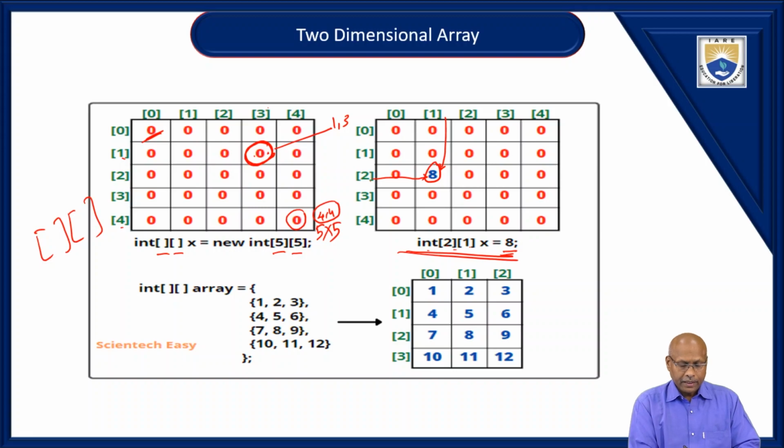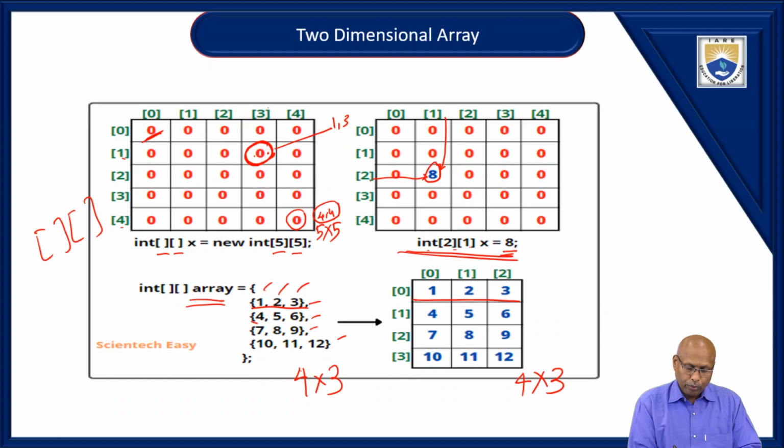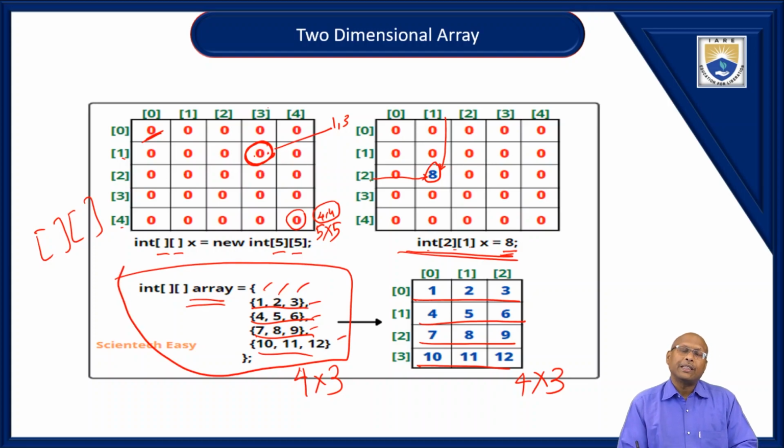Assume this is another array. This is an array having how many rows? 1, 2, 3, 4. 4 rows are there. And how many columns? 1, 2, 3. 4 rows, 3 columns. First row, 1, 2, 3. Second row, 4, 5, 6. Next row, 7, 8, 9. Next row, 10, 11, 12. So when you write in this way, automatically the data will be stored in rows and column format. This is an example of a two-dimensional array. I hope it is clear.